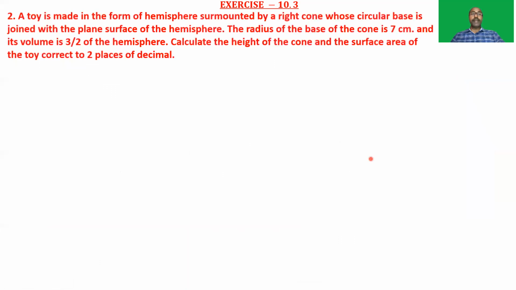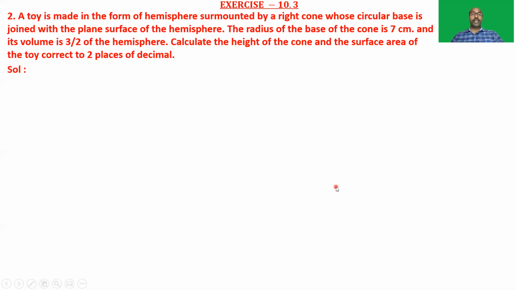A toy is made in the form of a hemisphere surmounted by a right cone whose circular base is joined with the plane surface of the hemisphere. The radius of the base of the cone is 7 centimeter and its volume is 3 by 2 of the hemisphere. Calculate the height of the cone and the surface area of the toy corrected to 2 places of decimal.